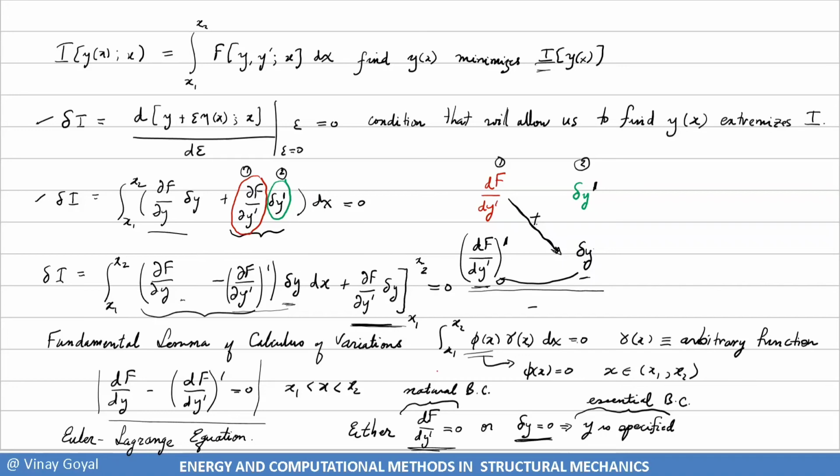Your only option is that this be equal to 0 or this be equal to 0. And so now you have the governing equation, you have the boundary conditions, and now you can go ahead and start moving forward. So now let's go to the problem of minimizing that length.